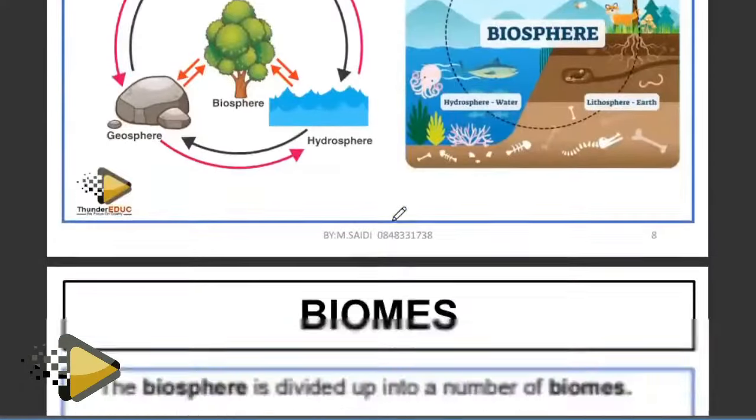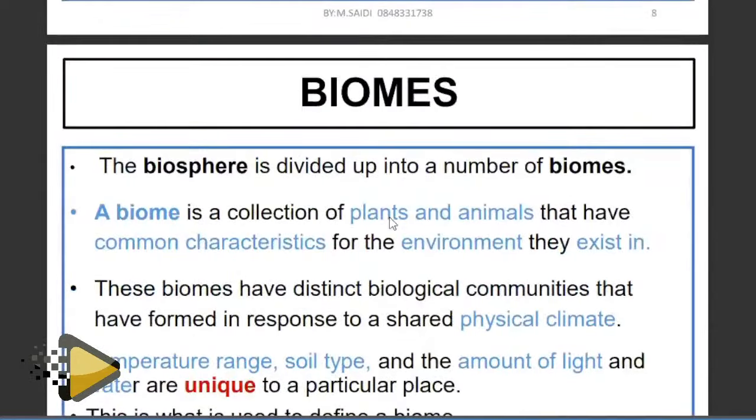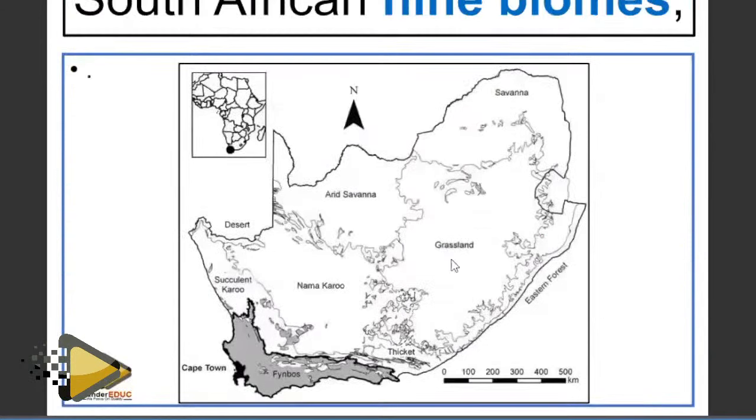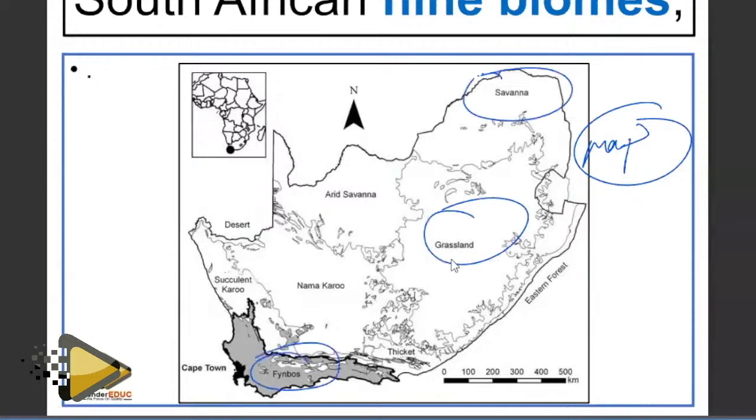Lithosphere, not too much there, but when it comes to the biomes, yes, guys, biomes, we like to ask you the biomes. In most cases, we bring a map which shows the biomes. Please make sure you know this map. Don't make a mistake of going into the exam when you don't know these kinds of maps. You see, this is grassland, this is savanna, this is fynbos, this is thicket, this is succulent karoo.